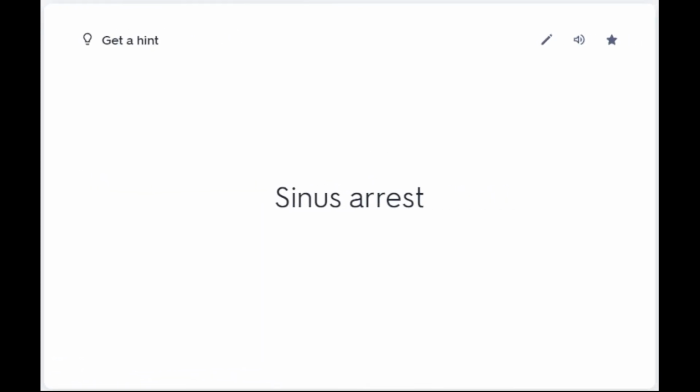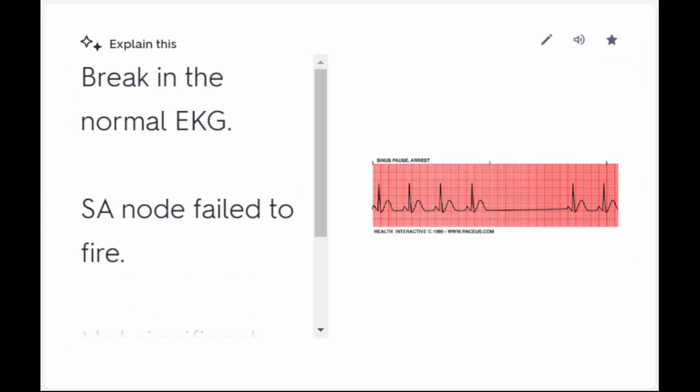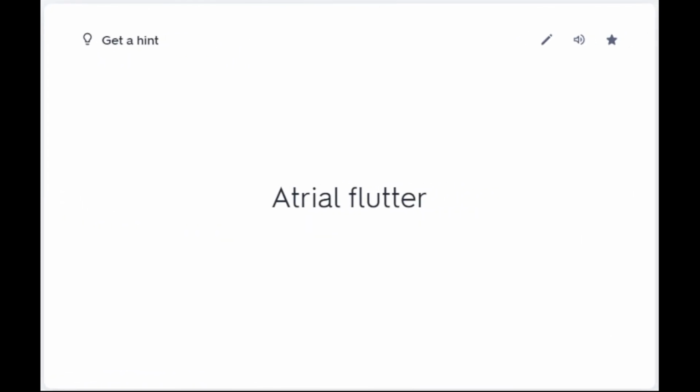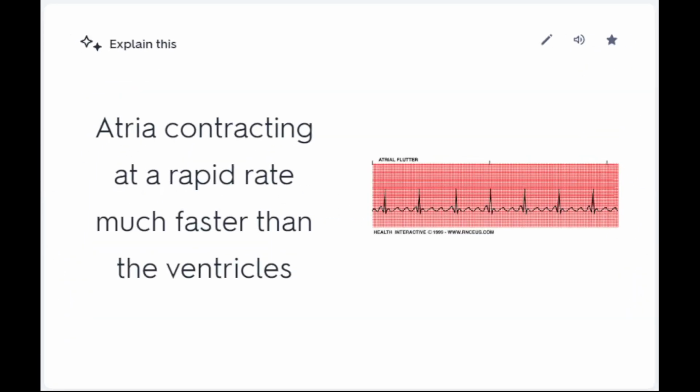Sinus arrest. Break in the normal EKG. SA node failed to fire, not significant unless lasts greater than 6 seconds. Atrial flutter. Atria contracting at a rapid rate much faster than the ventricles.